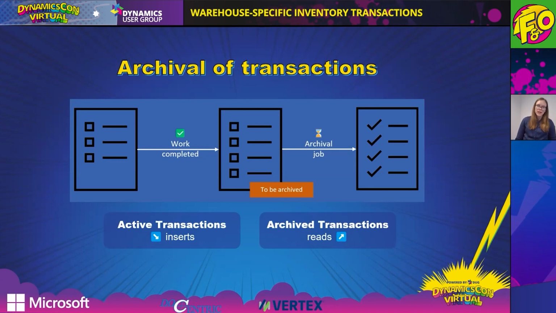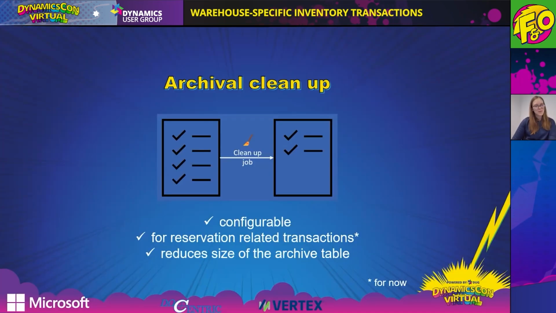Also, don't worry about archive transactions. They are not lost. They are still available to be seen in the UI, and they are taken into consideration whenever they are needed, like for on-hand consistency checks. Okay, so the next question would probably be, if we archive so much, will the archival table grow too fast? We're ready for that too.